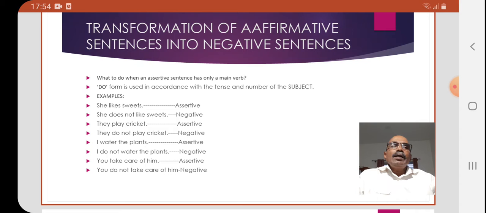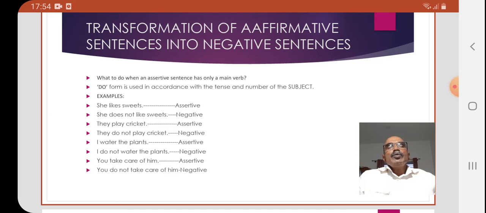Transformation of sentences, part 3. Transformation of affirmative sentences into negative sentences continued. In the previous video, we saw that we can change an affirmative sentence into a negative sentence by adding not between the auxiliary and the main verb.